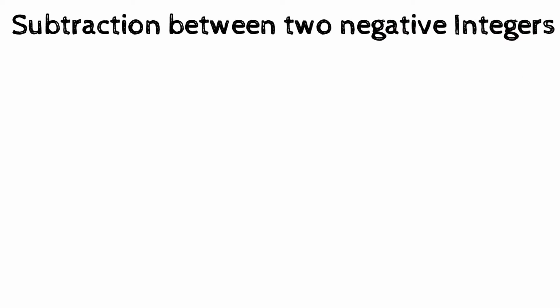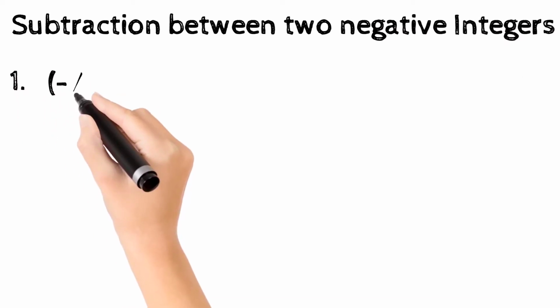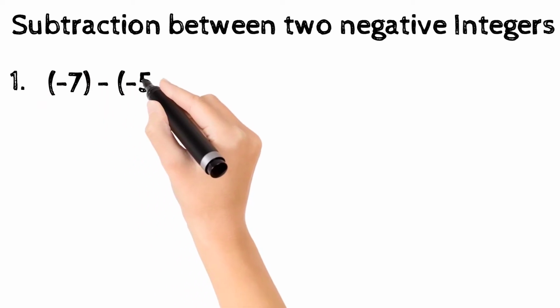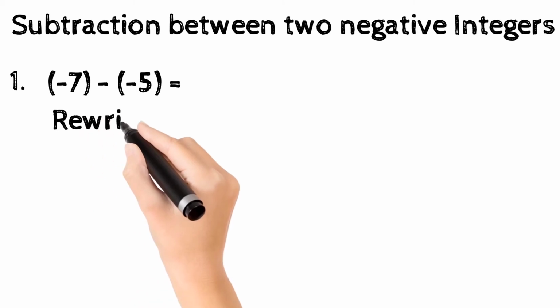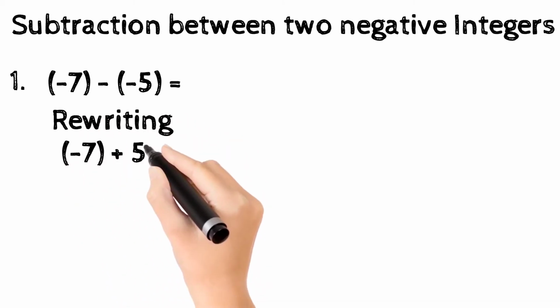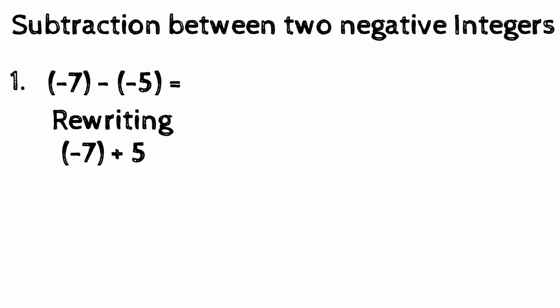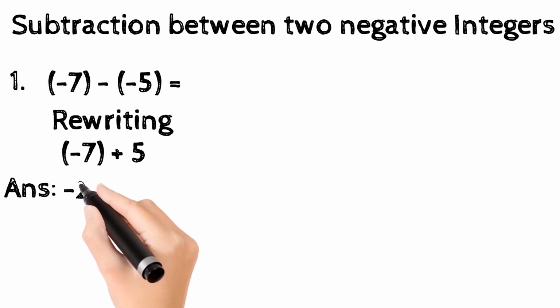The first one, in brackets -7 minus in brackets -5. Here let's rewrite it. -7, minus into minus plus 5, plus minus into plus minus. So the answer will be -2.